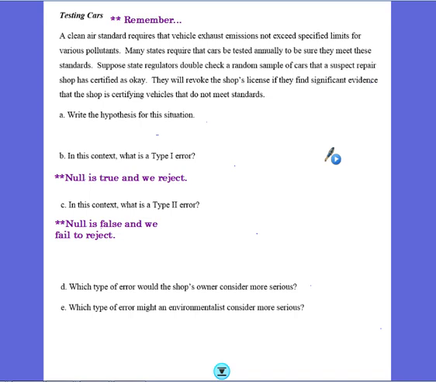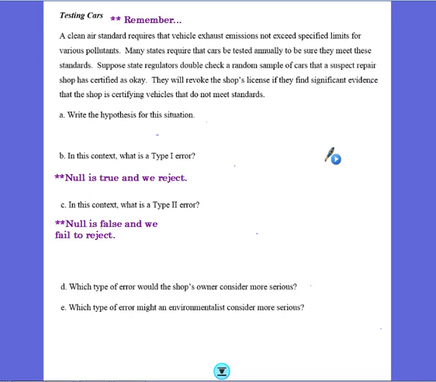Okay, so just a quick example, and then I'm out of here. We have an example here where it says the Clean Air Standards require vehicle exhaust emissions do not exceed specific limits for various pollutants. Many states require that cars be tested annually to meet the standards. Suppose state regulators double check a random sample of cars that a suspect repair shop has been certified as okay.